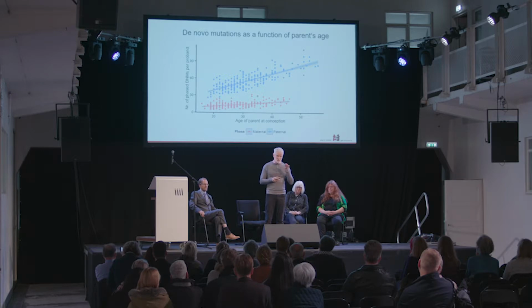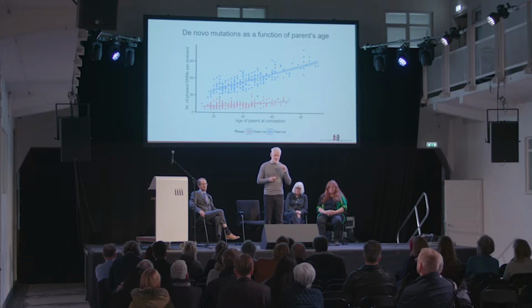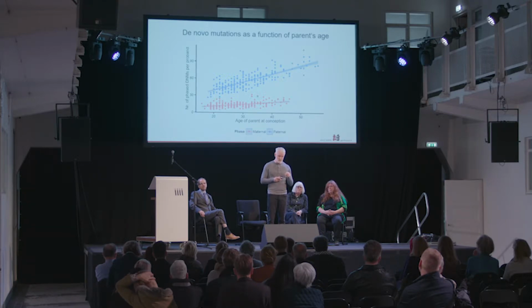And let's look at what that means. It means that a child that is conceived by a 40-year-old father has twice the number of new mutations as a child that is conceived by a 20-year-old father. And what makes that particularly interesting is that the child that is conceived by a 40-year-old father is about 2 to 3 times more likely to develop schizophrenia than a child conceived by a 20-year-old. And the same applies to autism.